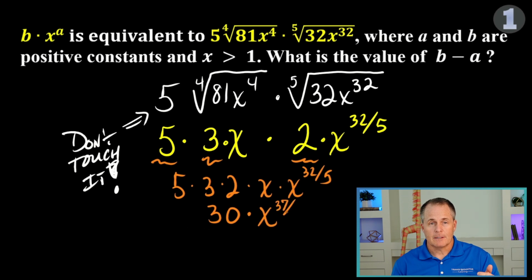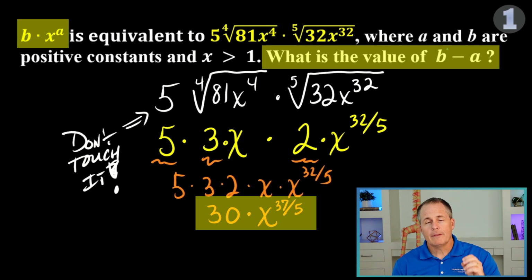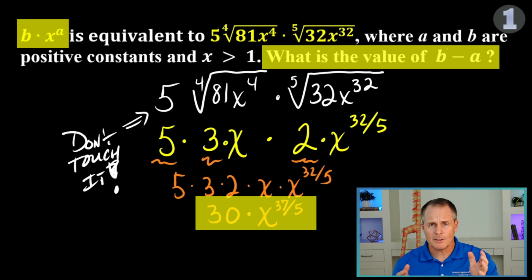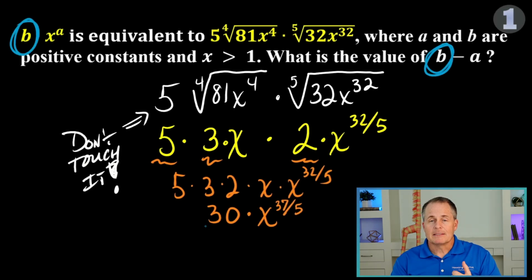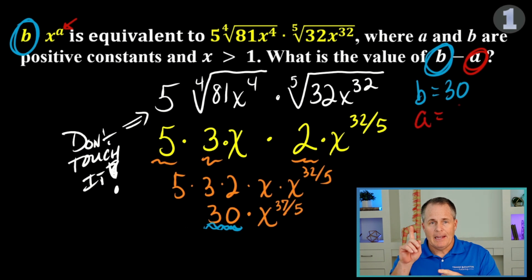Now that we're done doing the math problem, it's time to try to understand the instructions, if it's even humanly possible. I guess B is the number way out in front, and A is the value in the exponent.